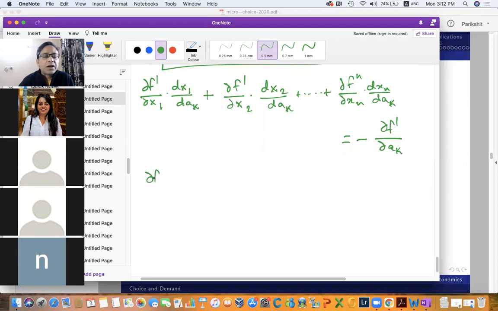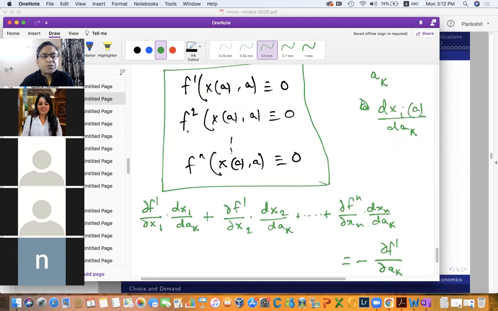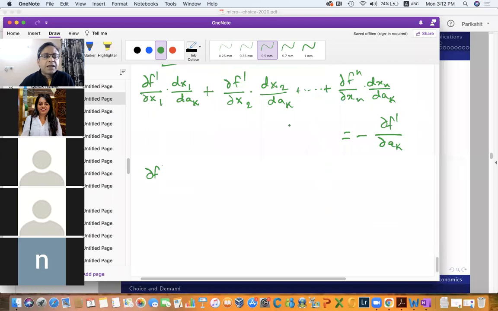So I can do the same. I can now move down to the second function, or the second identity, and I can start differentiating both sides with respect to ak. And I'll have exactly the same kind of equation, except that I'll have to substitute the superscript 1 by the superscript 2.